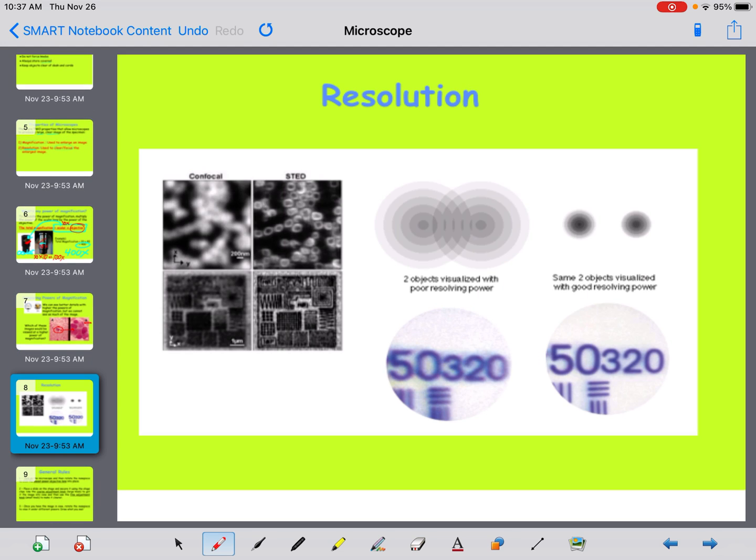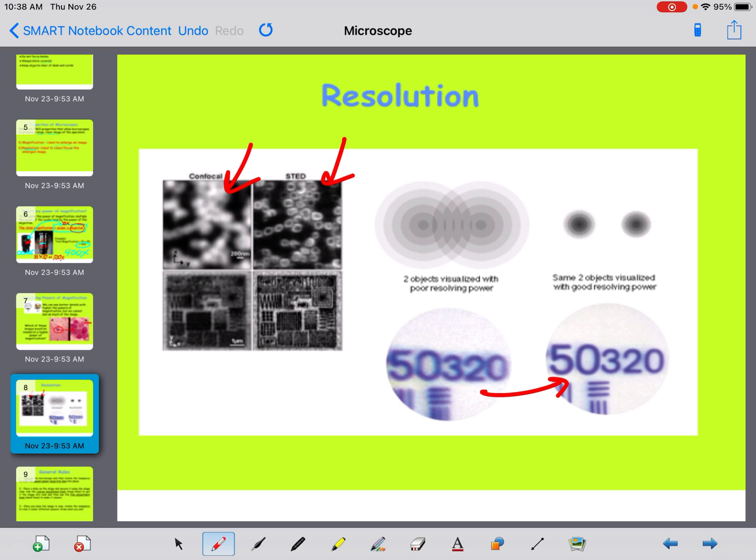Now resolution is, remember, the clarity of the picture, making sure it's a nice, clear, focused image. Here you can see the left side is unfocused, or has very bad resolution. On the right-hand side, it's not perfect, but it's much more clear than it is on the left.